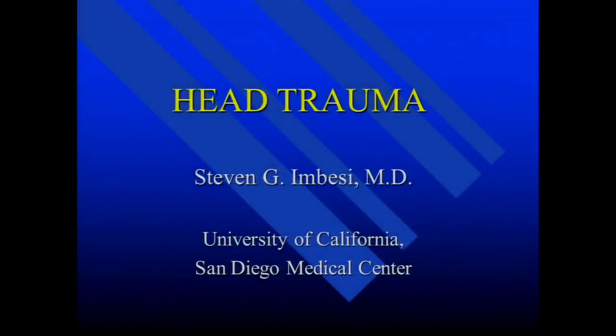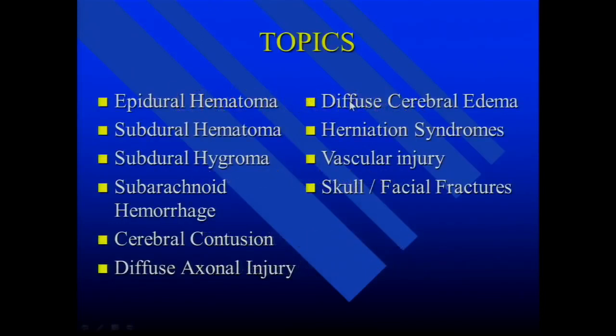Okay, so talking about head trauma, what are the topics we want to discuss? Of course, we want to talk about all the different types of hemorrhages that can occur in the brain, and we'll start externally and work our way in. Epidural hematoma, we'll talk about subdural hematoma as well as subdural hygroma, which is very different than subdural hematoma, even though people use these words interchangeably, they do it incorrectly.